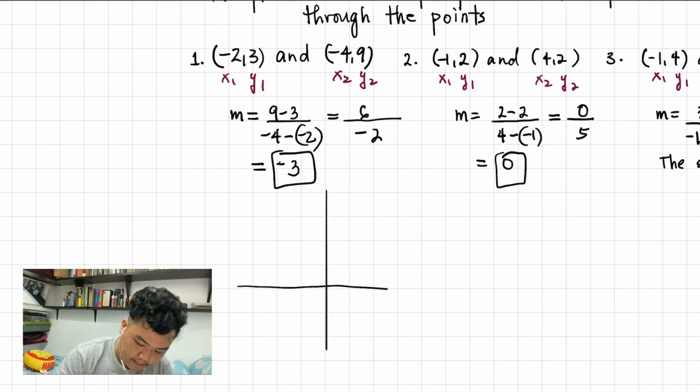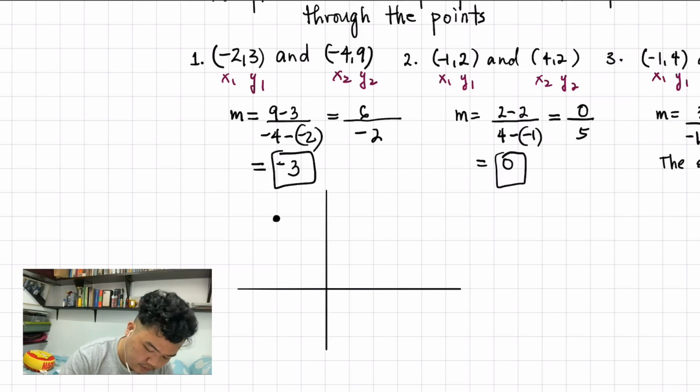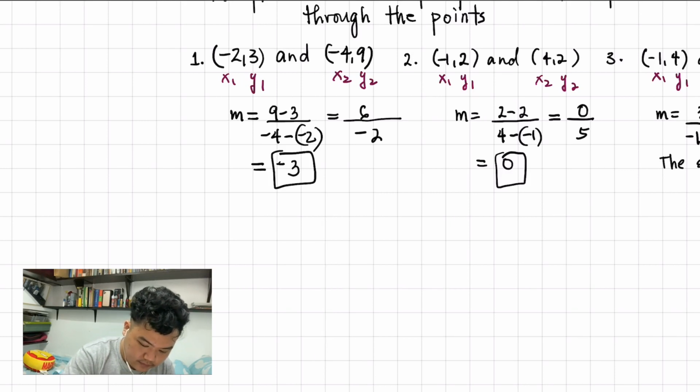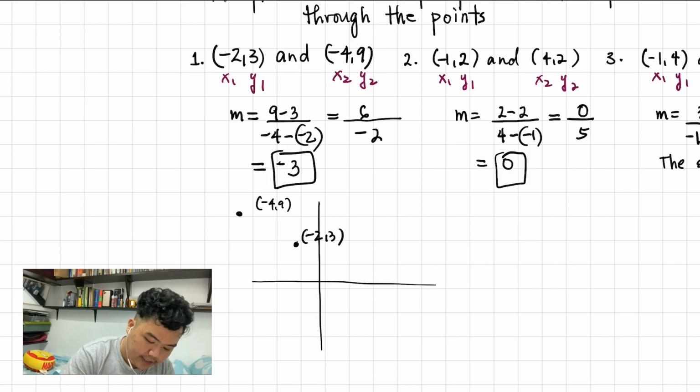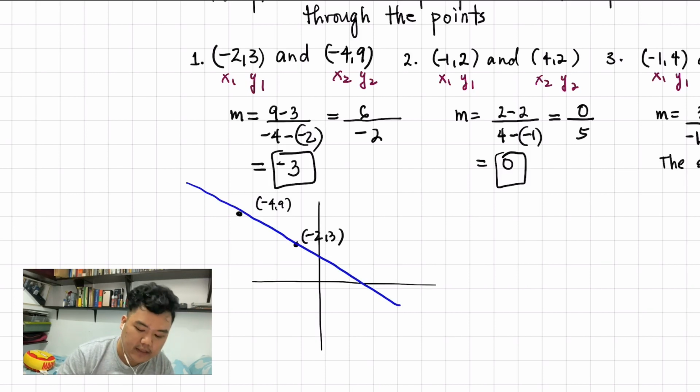Okay. So we have (-2, 3). Where is (-2, 3)? It is somewhere there. And we have (-4, 9), that is too big. Okay, so this drawing is not drawn to scale. So let's say this is (-2, 3), and (-4, 9) is somewhere here. So your line looks something like this.